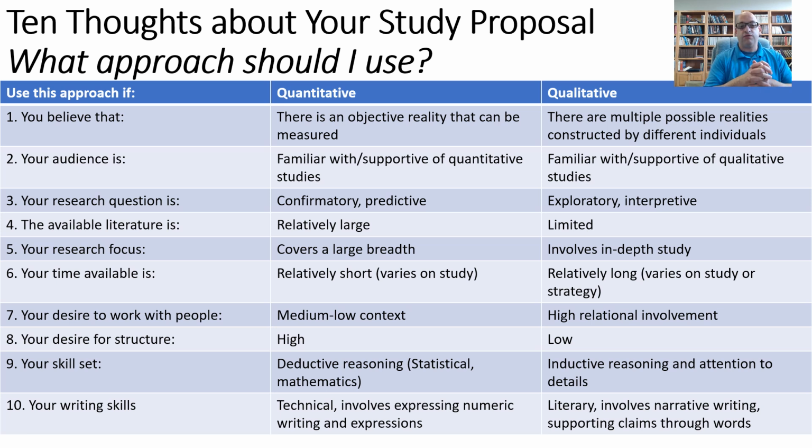So use this approach if you believe there's an objective reality that can be measured. Use quantitative. Or if you believe that there are multiple possible realities that are constructed by different individuals, then depending on the population that you've selected, and again, the topic you've selected, qualitative might be the best depending on sample size. Number 2, your audience is familiar with supportive quantitative studies. They know potentially there's been a study already explored, so you might go the quantitative route. You should probably go the more qualitative if they're familiar with supportive qualitative studies, ideas, constructs that have emerged.